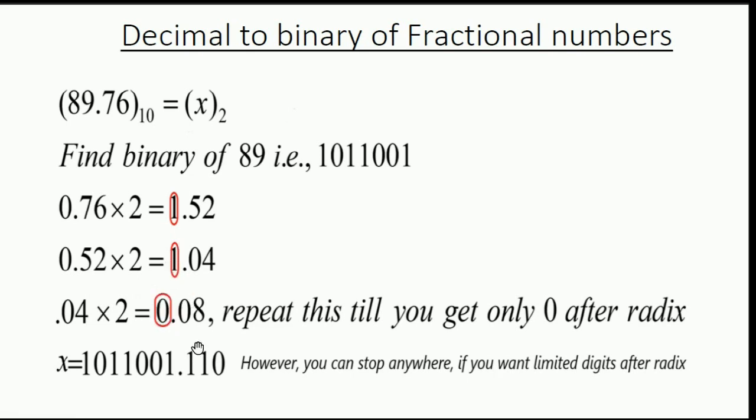So you have to keep on doing this; you can further do this 0.08 into 2, you will get 0.16. You have to repeat this till you get 0 at right hand side. However, you can stop anywhere in case you want limited digits in your fractional binary number. For example, you want to keep only 3 digits after the point in the binary number, then you can stop anywhere. Now the corresponding binary number will be, for 89, 1 0 1 1 0 0 1, that I have written, then point 1 1 0. That's it. So this will be our relevant binary number of 89.76.